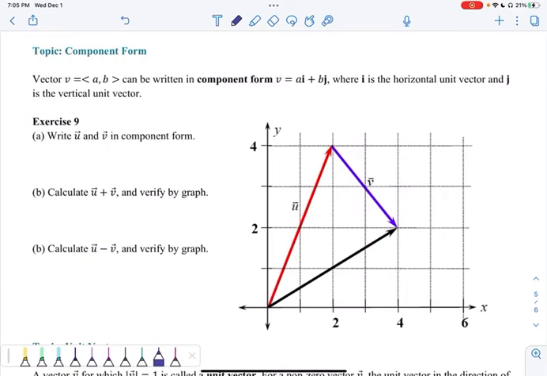Now we'll look at component form of vectors. So if I have some vector a, b, it can be written in component form as ai plus bj, where i is the horizontal unit vector. So that looks like 1, 0. And if I wanted to graph that, it would just be right here.